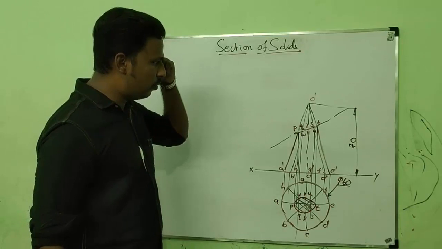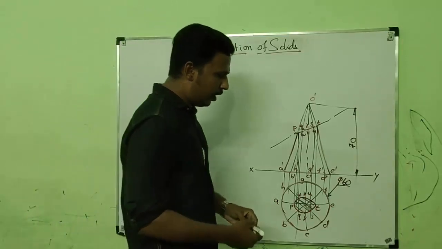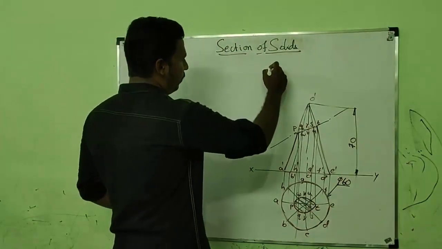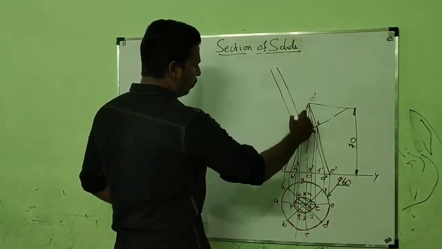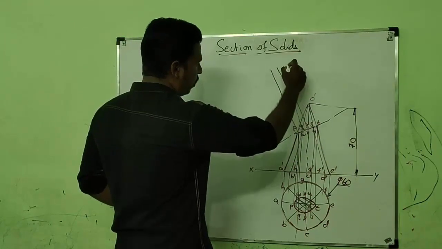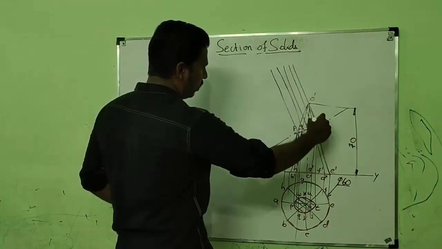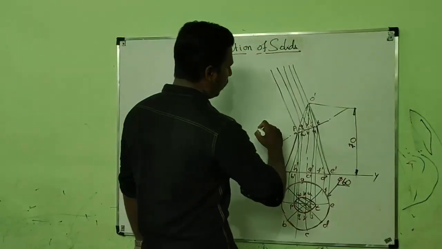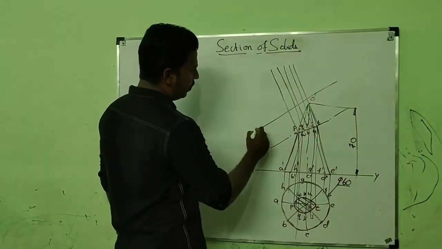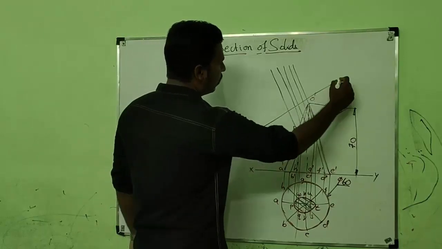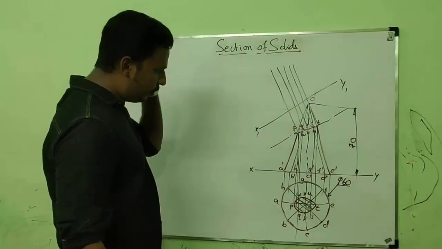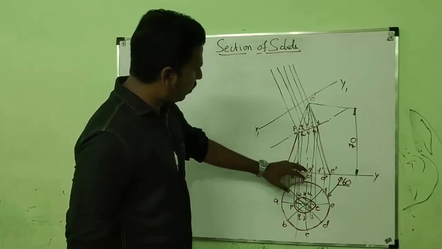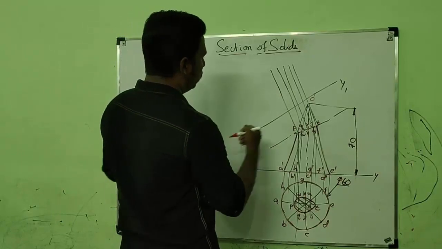Then we have to draw the true shape of the section. For that we have to draw perpendicular lines from all the points. So from P, Q, R, S and T, I have drawn the perpendicular lines from all the points. Then we have to draw a line parallel to the XY line, which should be named as x1 y1. Then we have to measure the distance of point P from the XY line and mark it here from x1 y1. This is point P.